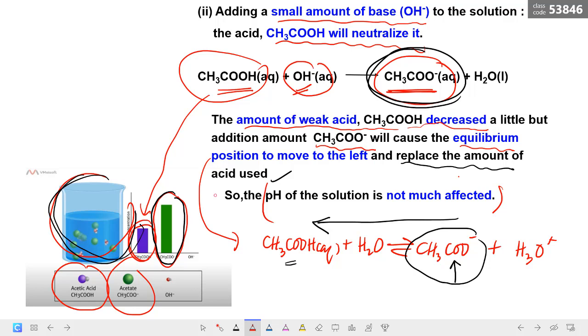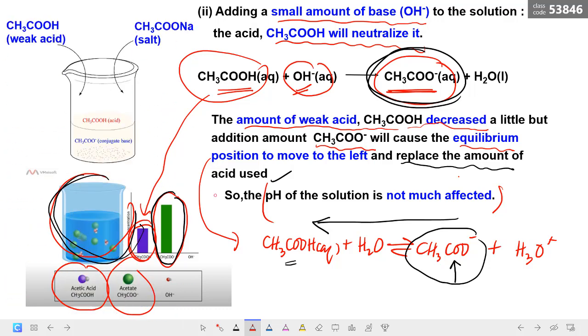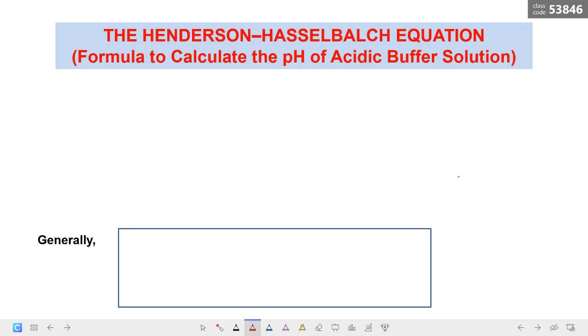Ini how to explain how the buffer solution works. Tapi kita akan prove dengan pengiraan lah nanti ya. Okay. Baik. So ini gambar rajah tadilah sama sahaja. Okay, so how to calculate the pH of the acidic buffer solution? So to calculate the pH of acidic buffer solution, we can use the formula which is called the Henderson-Hasselbalch equation. Okay, basically this is the formula.